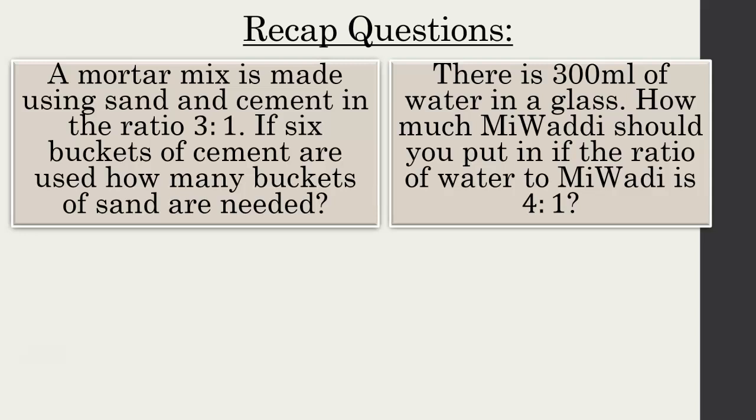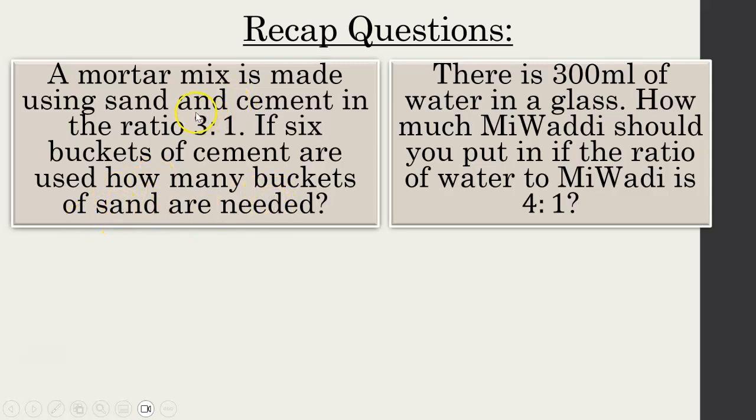Okay, here's some recap questions, so you can pause the video and do them. So we have a mortar mix made using sand and cement in the ratio of 3 is to 1. Now remember, we're reading left to right, so sand and cement. So every 3 bits of sand, we have 1 bit of cement. So if 6 buckets of cement are used, how many buckets of sand are needed?